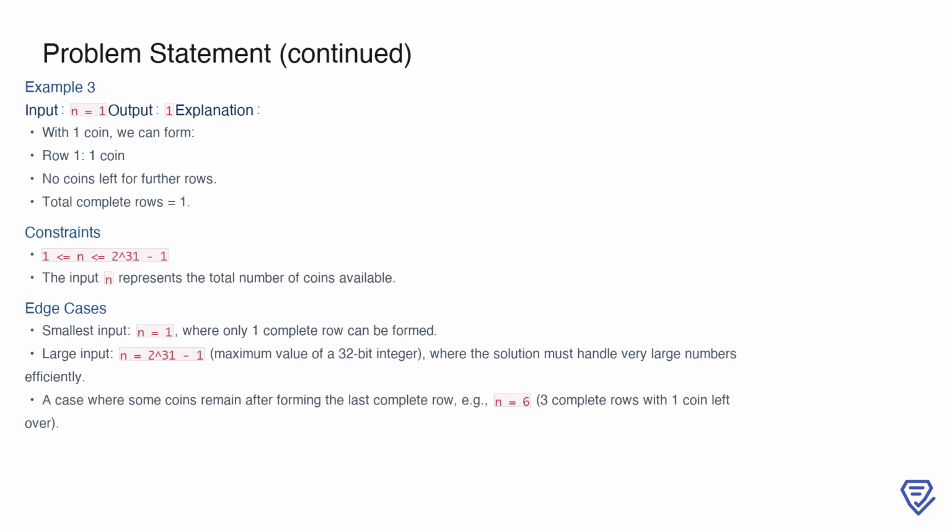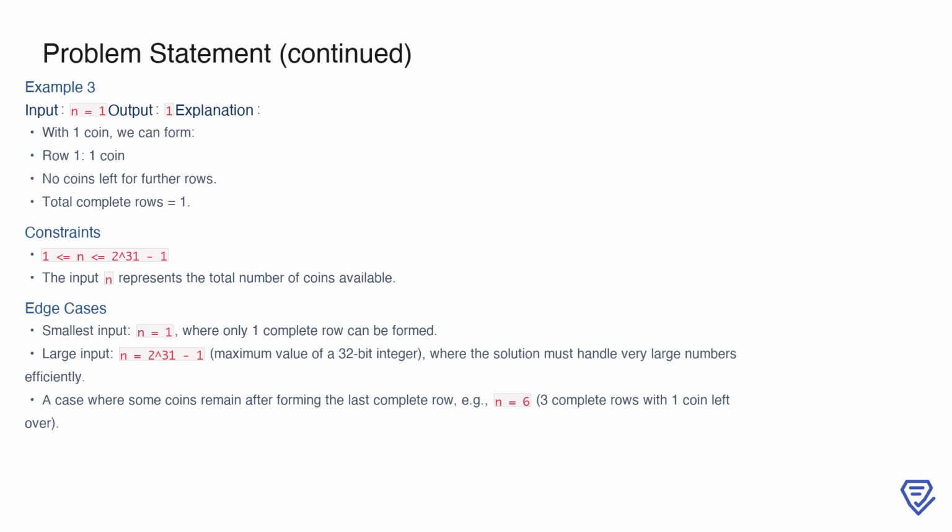Now consider another example where n equals 1. Here, you only have 1 coin, which is just enough to form the first row, but no coins are left for any additional rows. As a result, the total number of complete rows is 1.